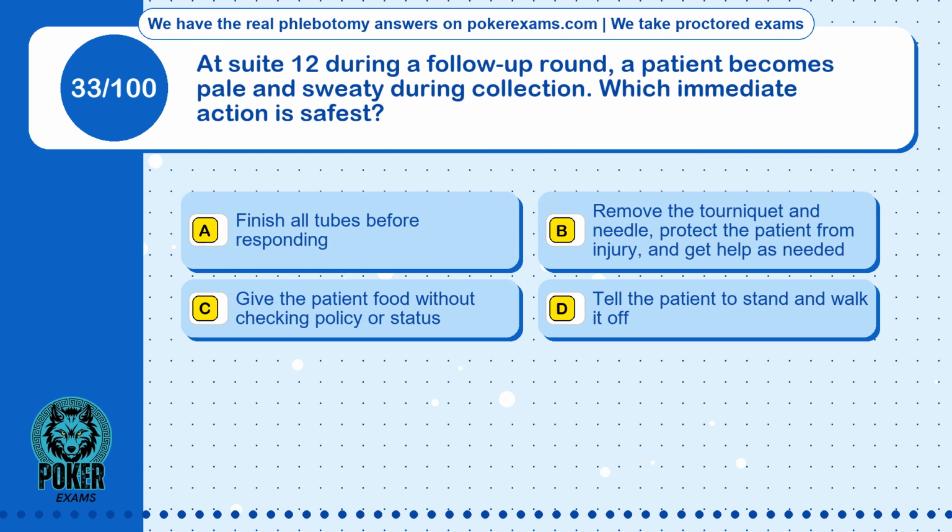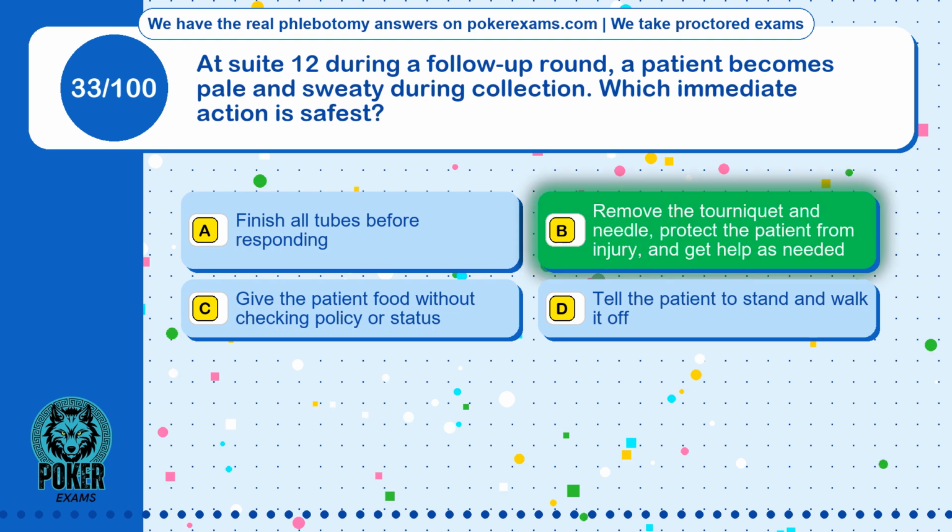Question 33. At Suite 12 during a follow-up round, a patient becomes pale and sweaty during collection. Which immediate action is safest? Option A. Finish all tubes before responding. Option B. Remove the tourniquet and needle, protect the patient from injury, and get help as needed. Option C. Give the patient food without checking policy or status. Option D. Tell the patient to stand and walk it off.